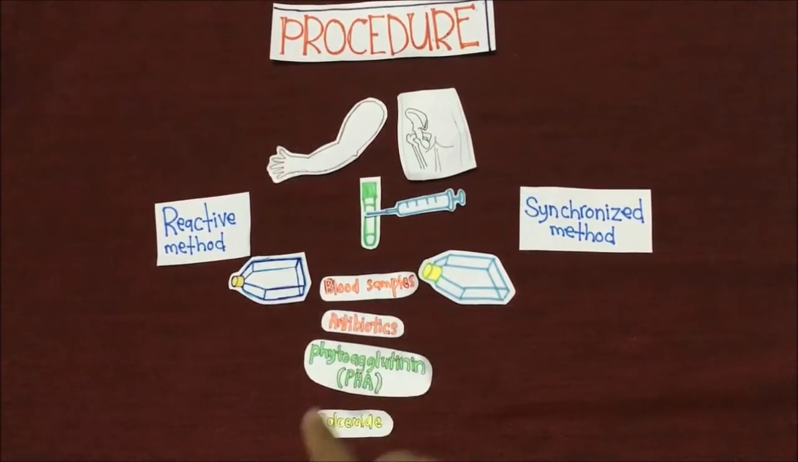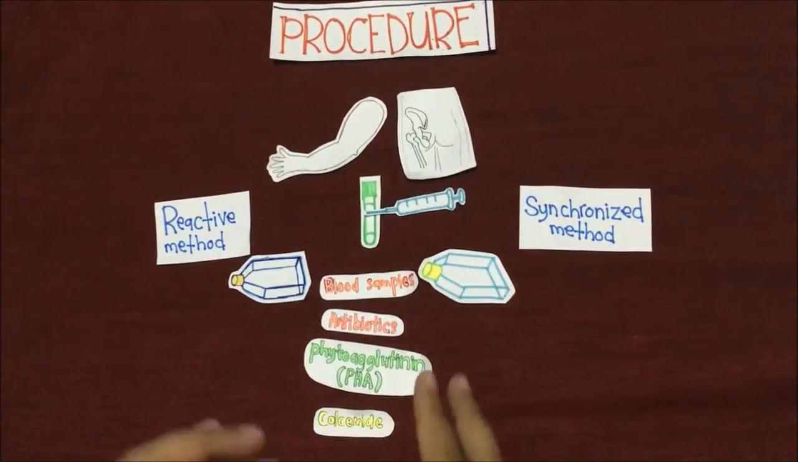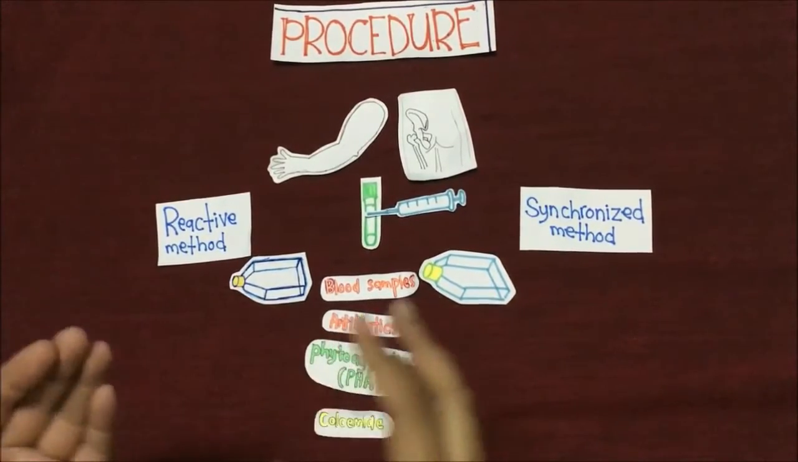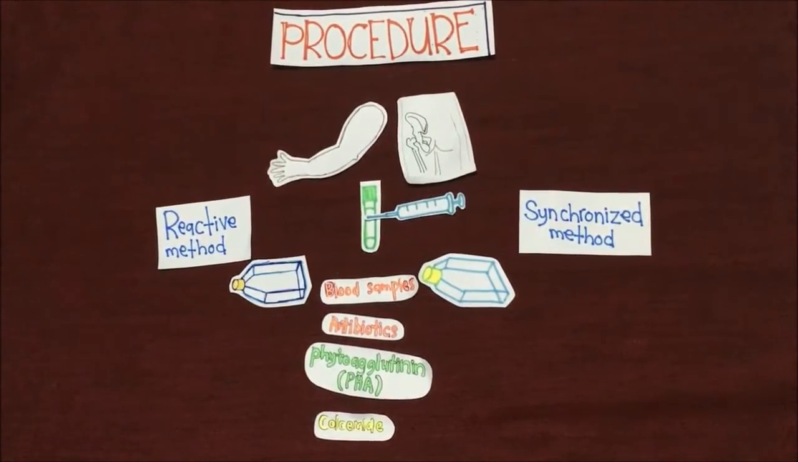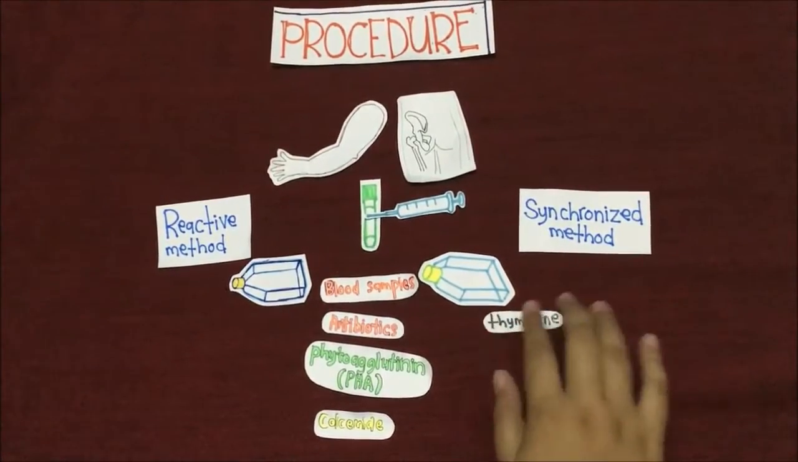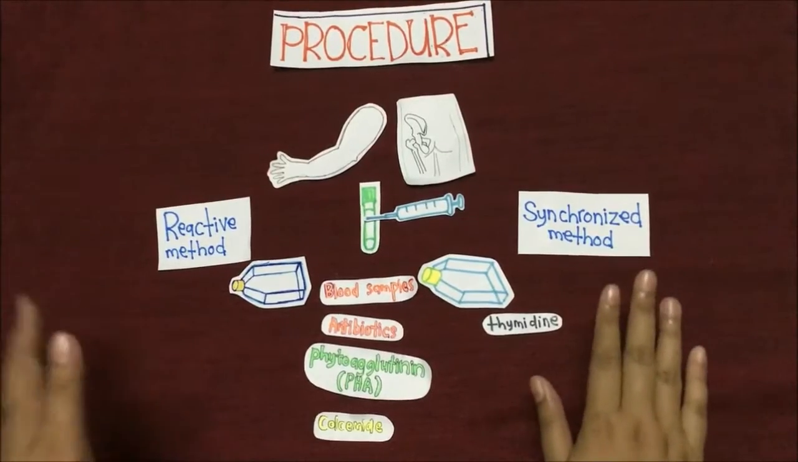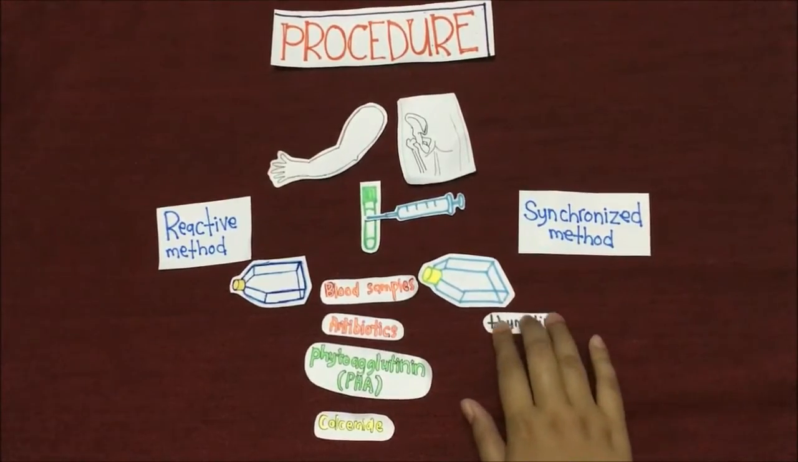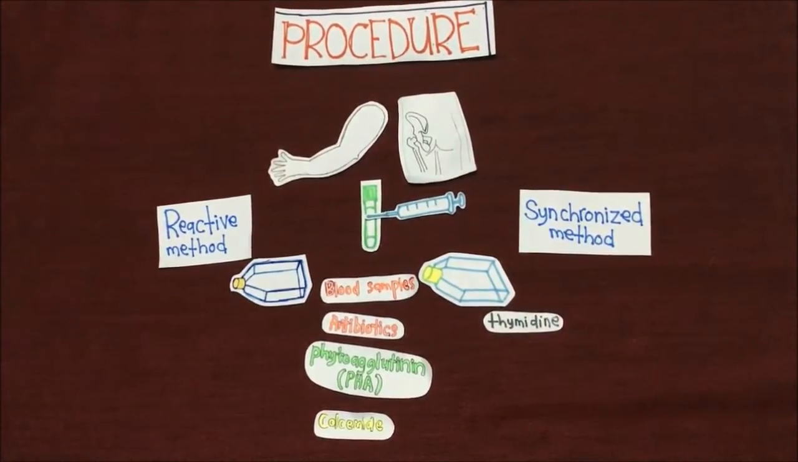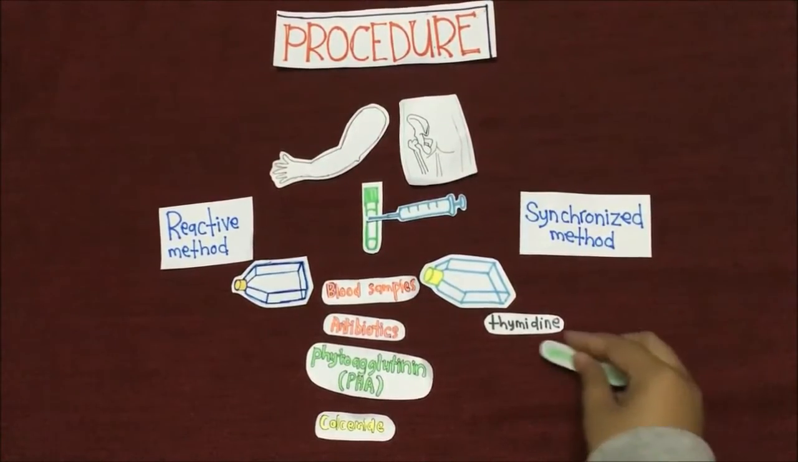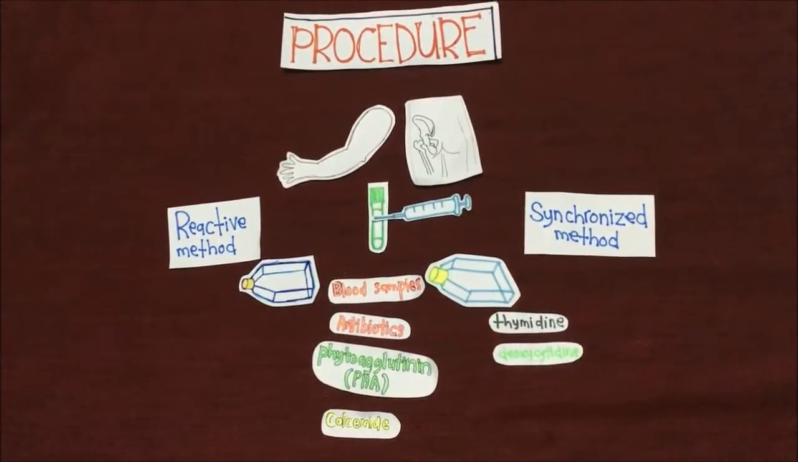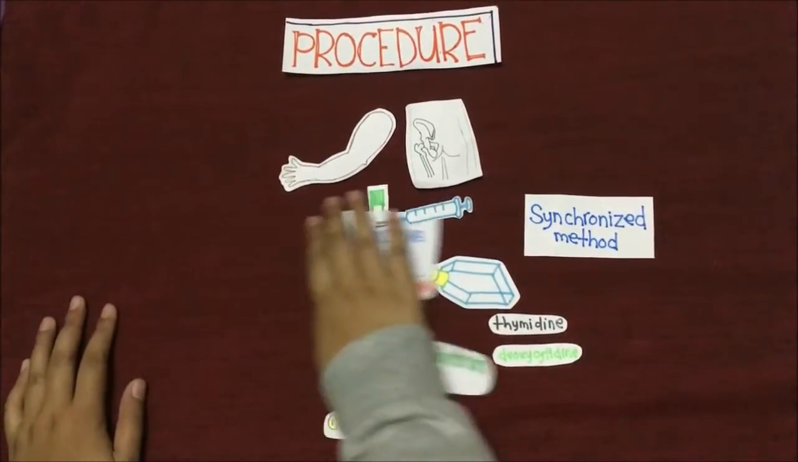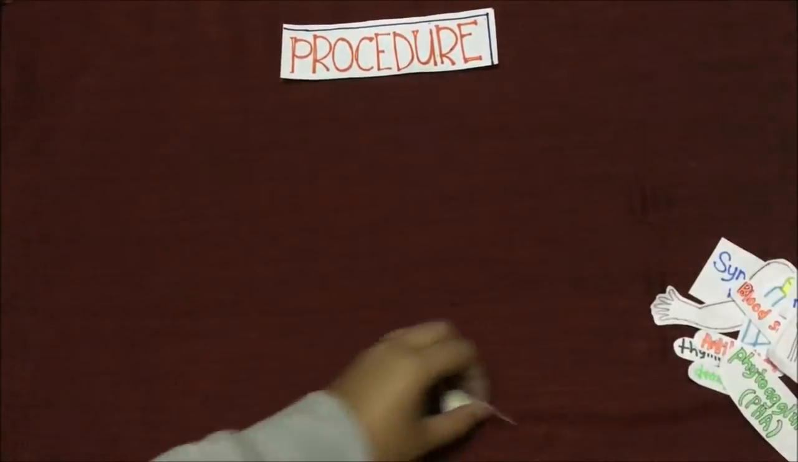Phytohemagglutinin is used to induce mitosis, and colcemid is to arrest the cells so that they will be in the metaphase phase. For the synchronized method, first we're going to put in thymidine. This is where the synchronized and reactive methods differ. Thymidine will be used to elongate the chromosomes. Then after 16 hours of incubation, we're going to put in deoxycytidine, which is used to stop the elongation process. Then after that, we go to cell harvesting.